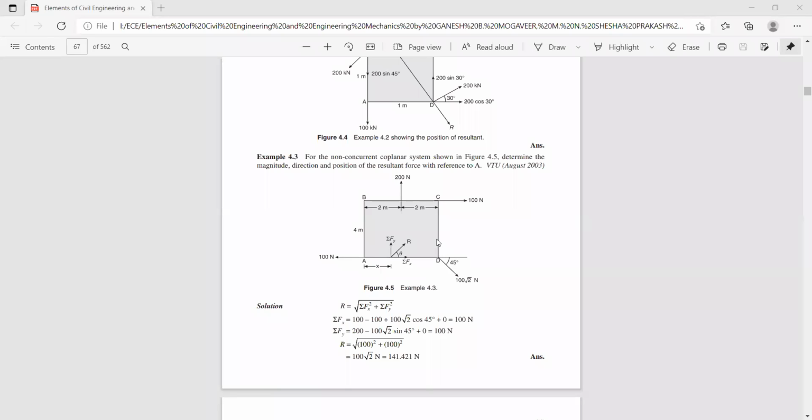Next, its vertical component. You can see the vertical component is acting in the downward direction. That is minus 100 root 2 sin 45. It is acting like this, 100 root 2 sin 45, and the perpendicular distance with respect to this point, from point B to point A, is 4 meters. So this also creates a clockwise moment. That is 100 root 2 sin 45 into the perpendicular distance, which is 50.